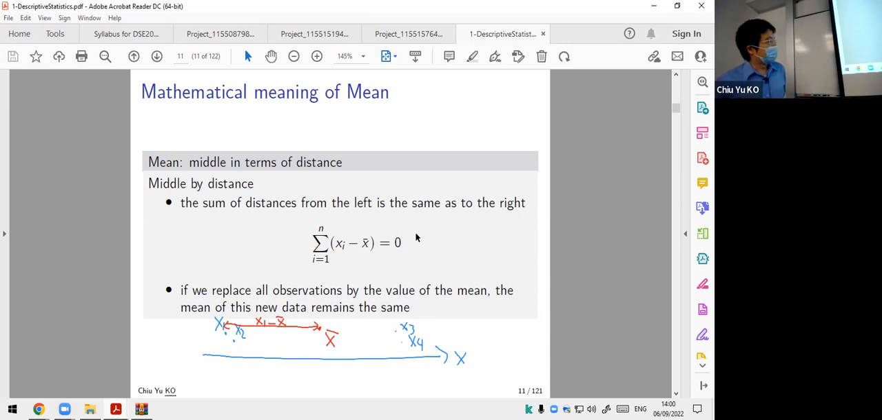And the second thing is, if you replace the observation values by the mean, everything is the same. So basically, if you replace every value by the mean, it's just the mean. So it's nothing but technical.